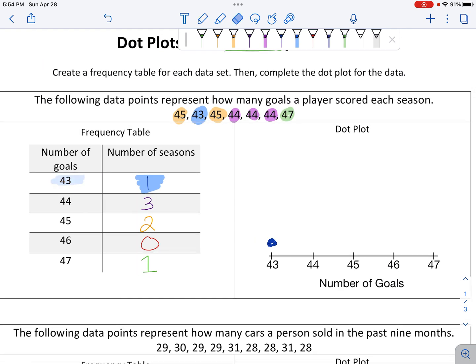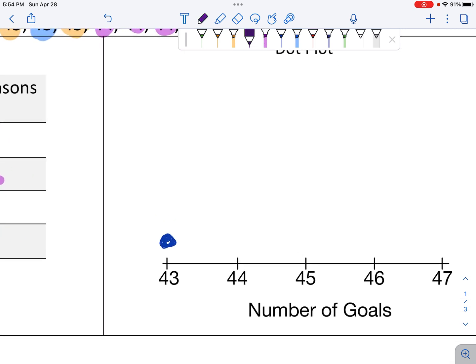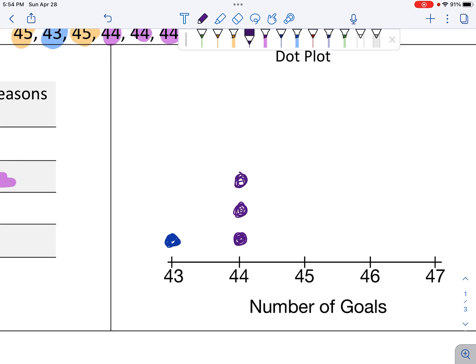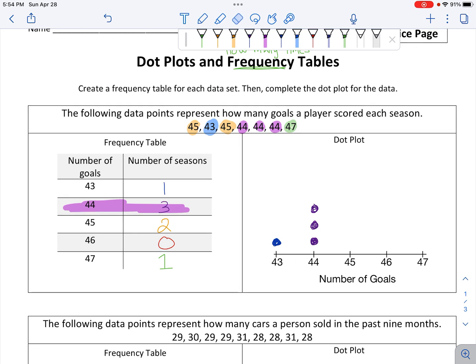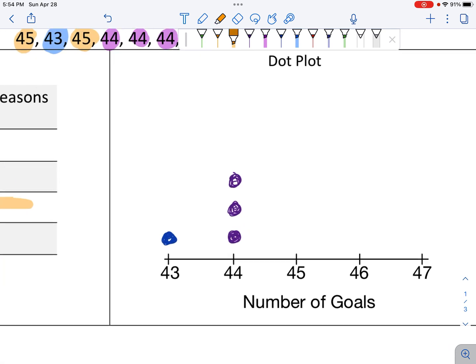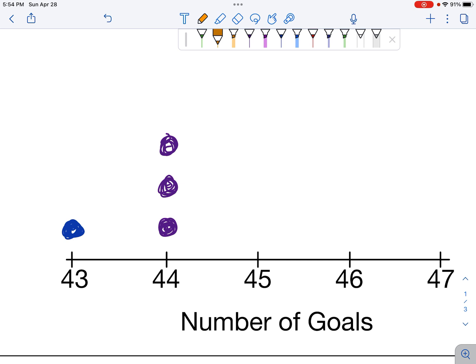Then I'm going to look at 44 goals. 44 goals happen 3 seasons. So again, I need to have roughly the same size dots. So there's 1 season, 2 seasons, 3 seasons. Okay, moving down, 45 goals happen in 2 seasons. So what you'll notice now is that I'm also trying to line up my dots, and I'll show you what I mean here.